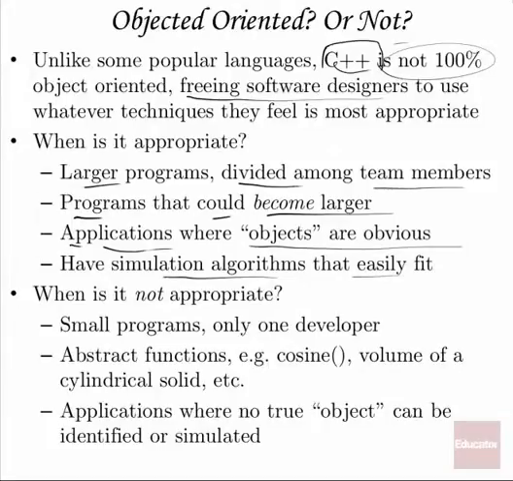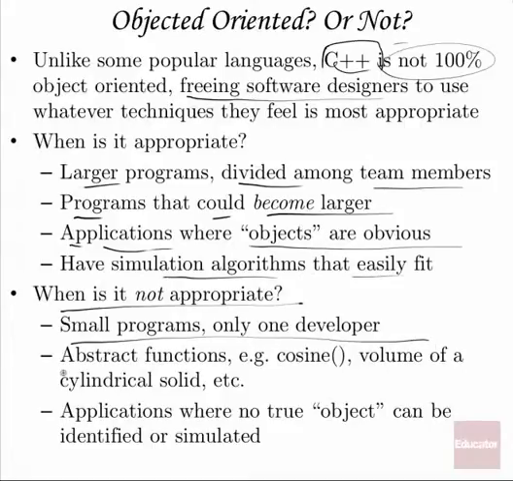Now, when is it not appropriate? And this is where I really differ from some of the other languages which force you to be object-oriented. They come up with all kinds of gimmicks to take things that should not be object-oriented, and they make them into objects anyway. So we have a small program. It's only one developer. It's always going to be small. It's always going to be just the one developer. You don't necessarily need to do object-oriented. You might want to do object-oriented anyway, but you don't have to do it.